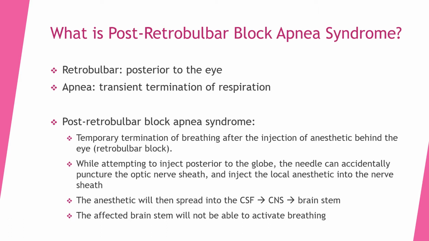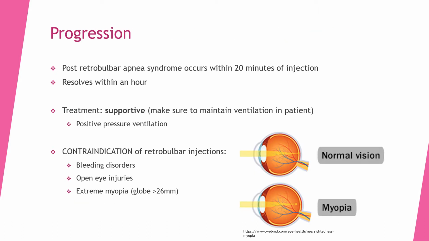One structure that we should keep in mind within the central nervous system is the brainstem. The brainstem is responsible for breathing and consciousness, and the brainstem affected with the anesthetic will not be able to activate and maintain breathing. The post-retrobulbar apnea syndrome can occur within 20 minutes of accidental optic nerve injection, but it usually resolves within an hour. It's not a fatal or threatening condition. Because of this spontaneous resolution, the treatment would be supportive. We just need to maintain the ventilation and make sure that oxygen is being supplied to the patient.